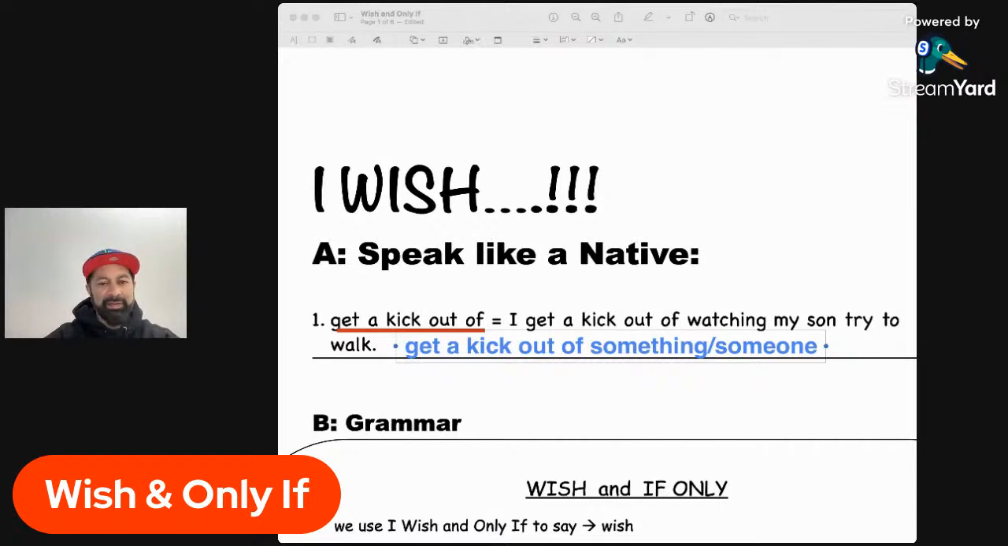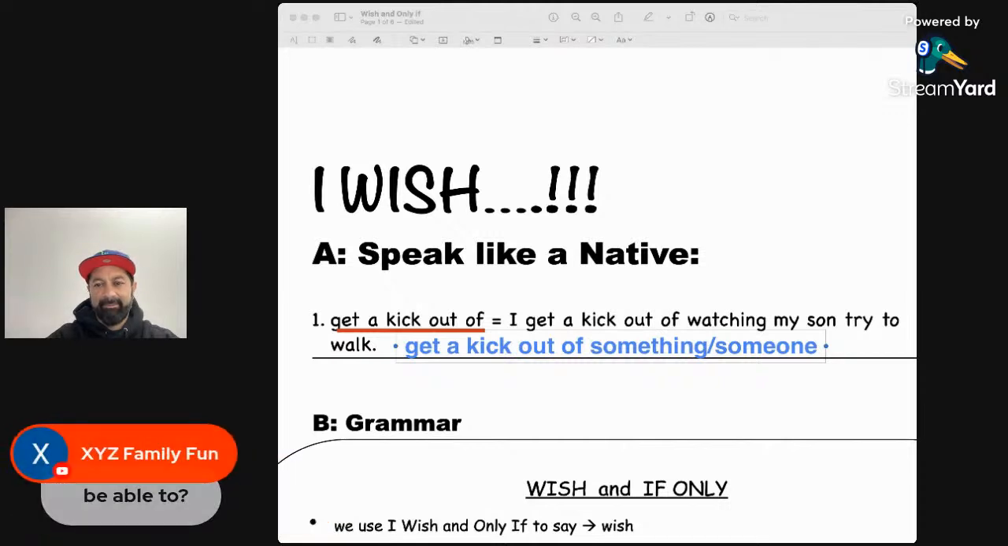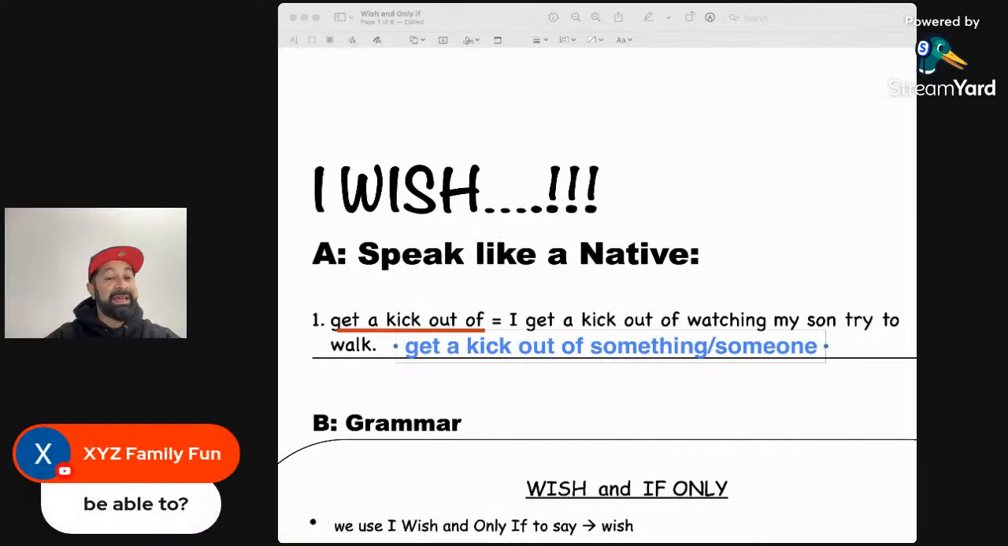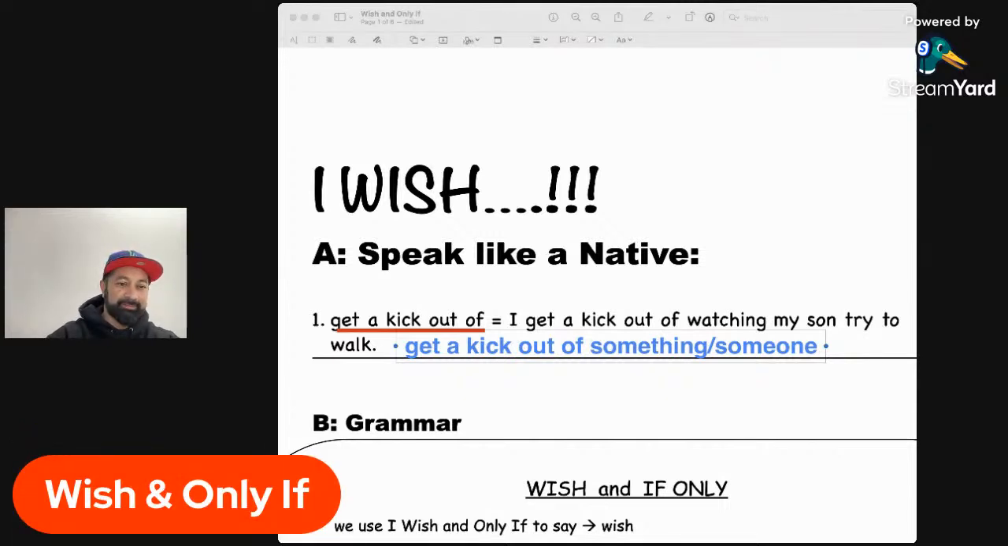So does anybody know what that means? Get a kick out of. XYZ says, be able to. So I am able to watch my son try to walk. That's a good guess. It's a little different though. It's a very good guess, but that's not the right answer.